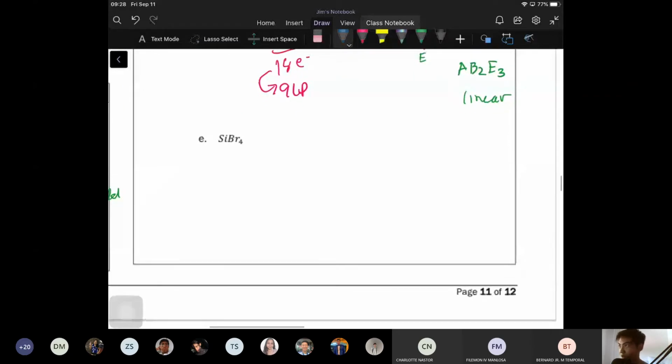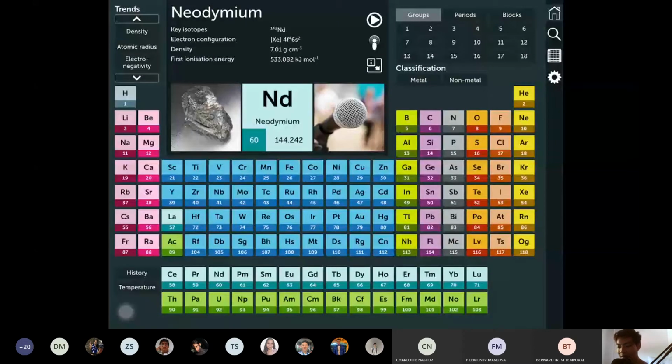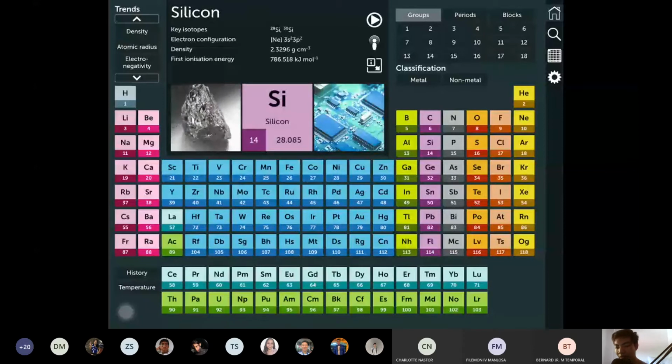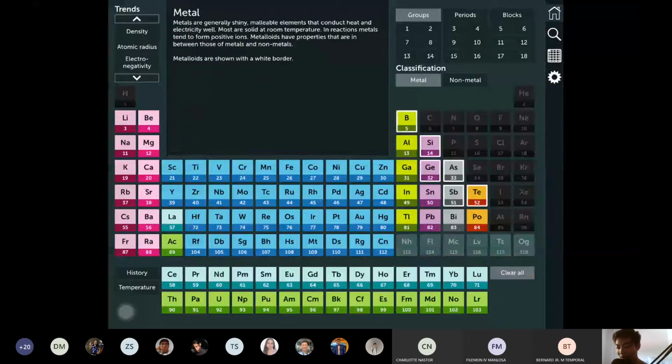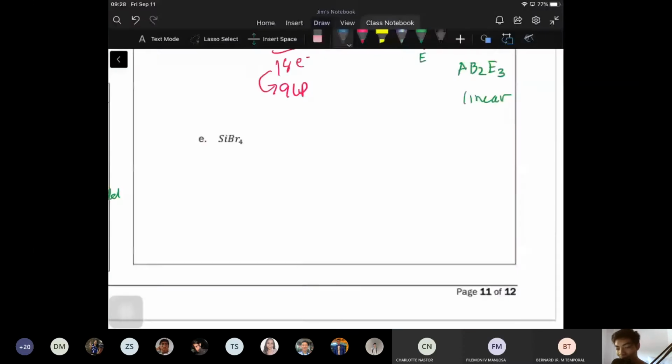Letter E, silicon tetrabromide, SiBr4. Okay, so tingin ulit tayo sa periodic table. Asan si silicon? Ayan. Then classify mo kung metal yan or non-metal. Metalloid siya. So pag metalloid, assume na it possesses metallic property pa rin. So that means you will not need to use the NASO rule. Pagka magna-NASO rule, anong gagawin mo? You will do the Lewis dot symbols instead.